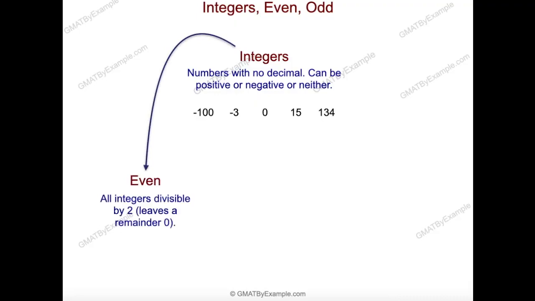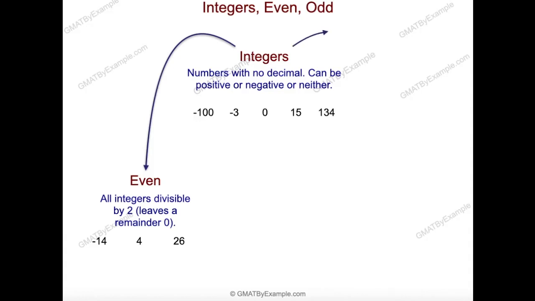Now let's talk about even integers. So even integers are all integers that are divisible by 2. In other words, when I divide an integer by 2 and it leaves 0 as the remainder, then that is an even integer, right? So that is one classification of integers, even and odd. Minus 14, 4, 26, they are all even integers.